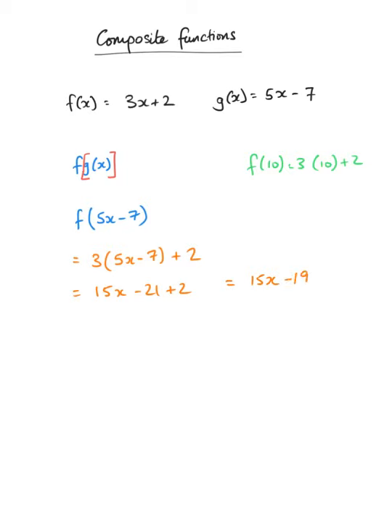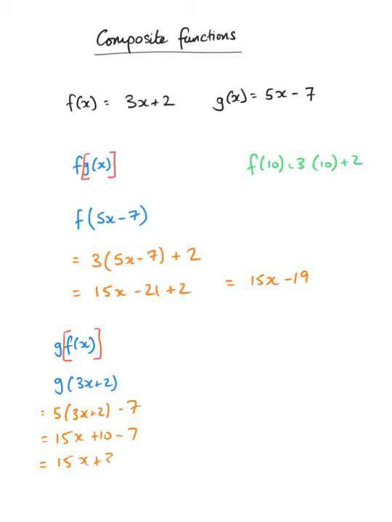Now you have to be really careful with this, so the order does matter. Let's have a look what happens if I want to find gf of x. If you remember, what it means I'm doing is finding g of whatever f of x is. So I'm going to find g of 3x plus 2. And just as I did before, I'm going to replace x with 3x plus 2, so that'd be 5 times 3x plus 2 minus 7, which is 15x plus 10 minus 7, which is 15x plus 3.